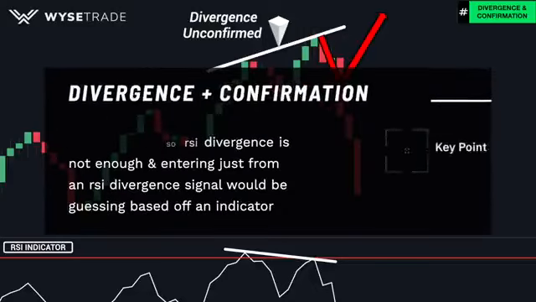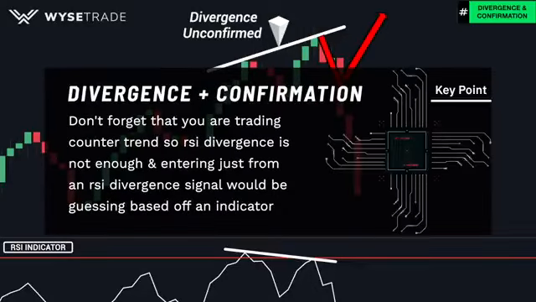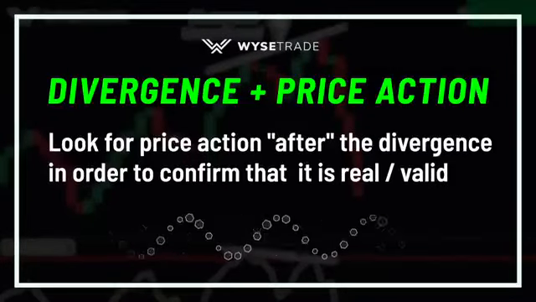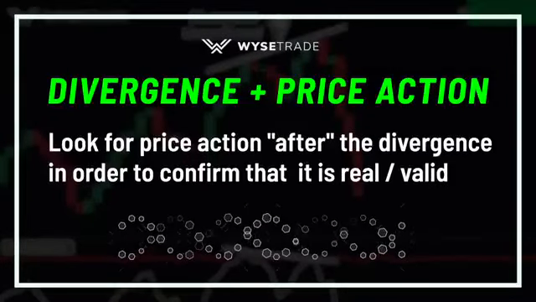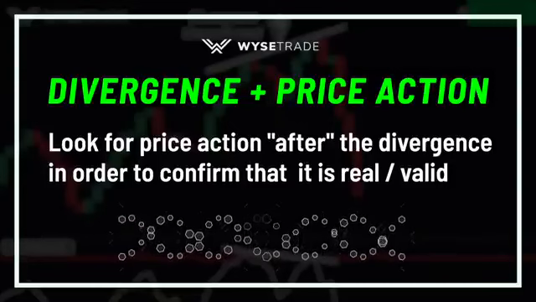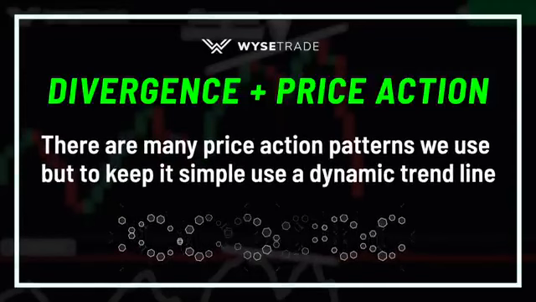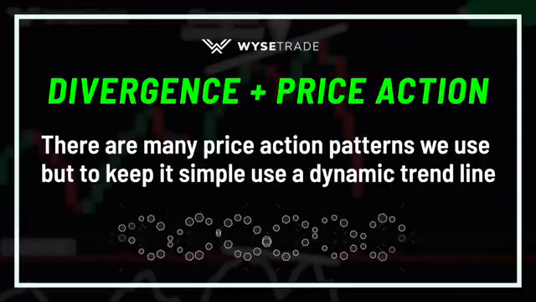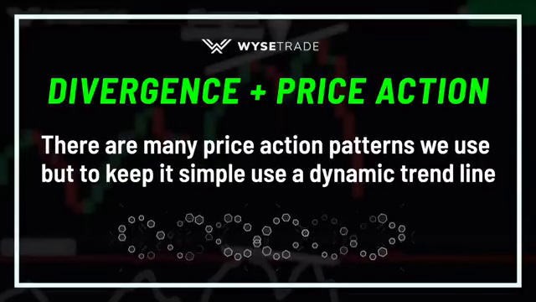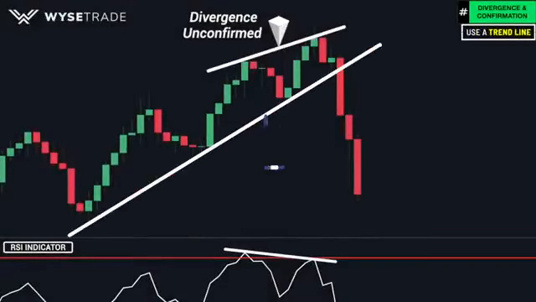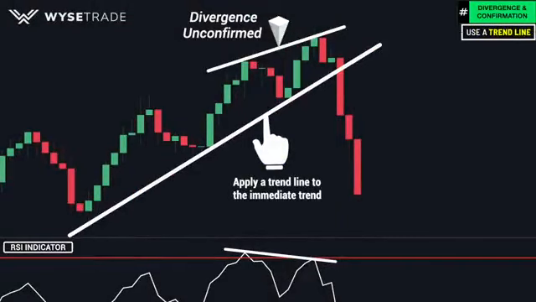Don't forget that you are trading counter trend. So just an RSI divergence alone isn't enough because that would be guessing based off an indicator. So what you need to do is combine RSI divergence with price action after it occurs in order to confirm that the reversal is real. Now there are many price action strategies we use in combination with divergence, but to keep things simple for this video, one great way to do this is to apply a dynamic trend line onto the immediate trend.